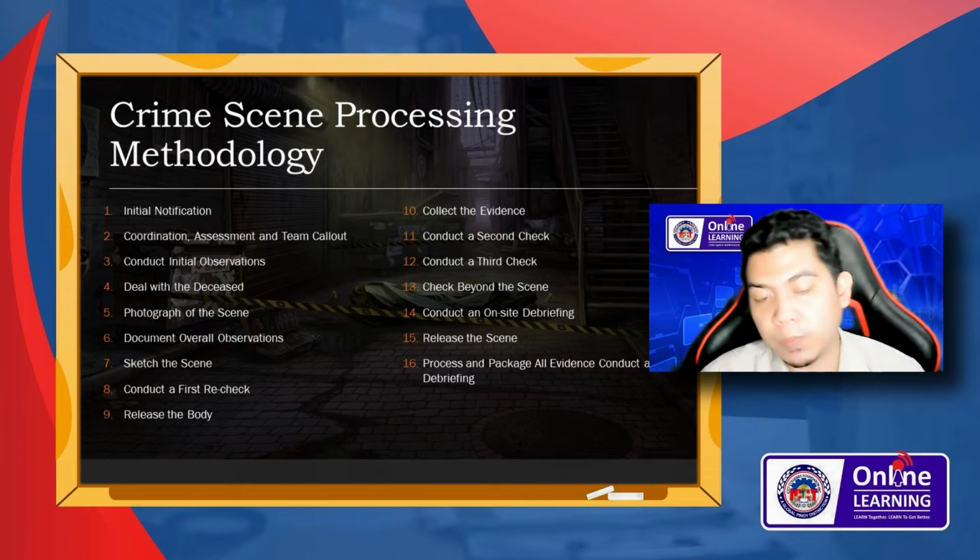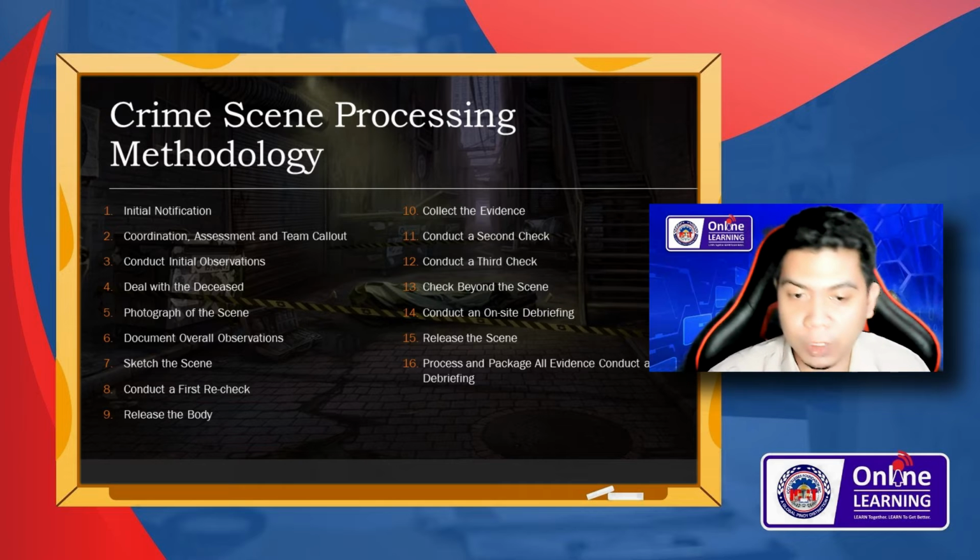So next one is step number three, conduct initial observations. Conduct an initial scan of the scene. Specifically look for the central theme items, primary focal points, victims, fragile evidence, avenues of entry or exit, and secondary scenes. Act on the fragile evidence immediately. Take action before it is lost.